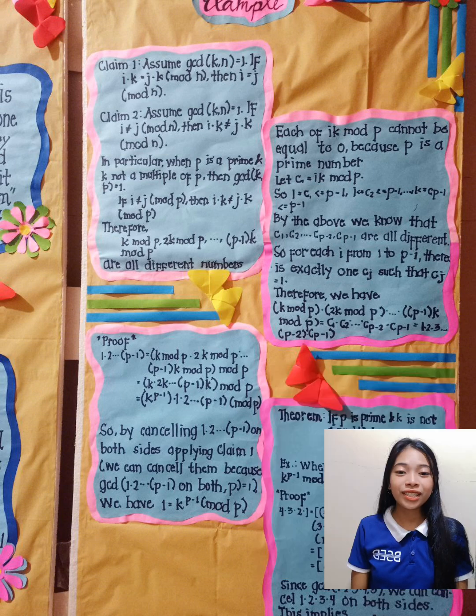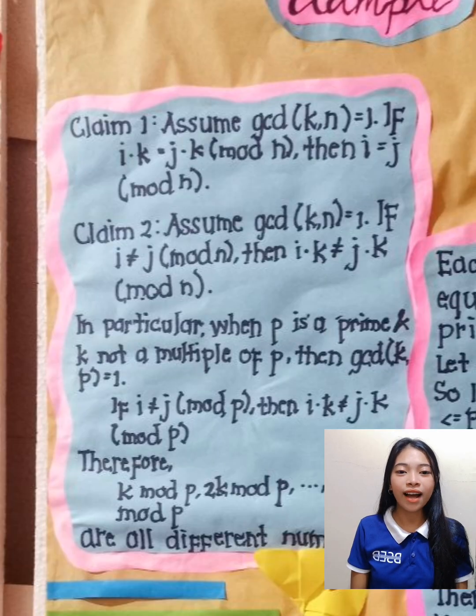Claim 1: if GCD(k, n) is equal to 1 and i times k is congruent to g times k mod n, then i is congruent to g mod n. Explanation: when GCD(k, n) is equal to 1, k has a multiplicative inverse modulo n. Let this inverse be k to the power of negative 1, such that k times k to the power of negative 1 is congruent to 1 mod n.